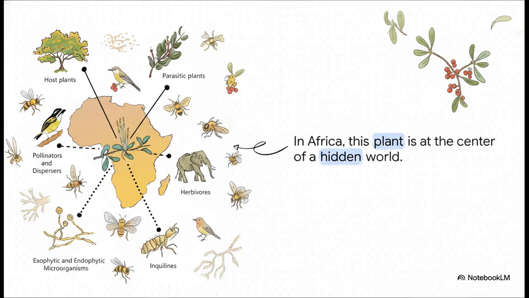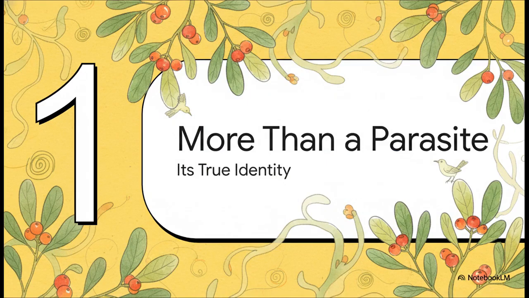And just take a look at this. This image shows you exactly what we're talking about. You see that mistletoe? It's sitting right at the heart of this incredibly complex web of life. Yeah, sure, it's connected to its host tree, but that's just the beginning. It's also interacting with animals that eat it, pollinators, birds that spread its seeds, even tiny microorganisms down in the soil. It's a whole hidden world tucked away in the branches of a tree. So to really understand this secret life, we have to get its identity right, because calling it a simple parasite, well, that's not even close to the whole story.